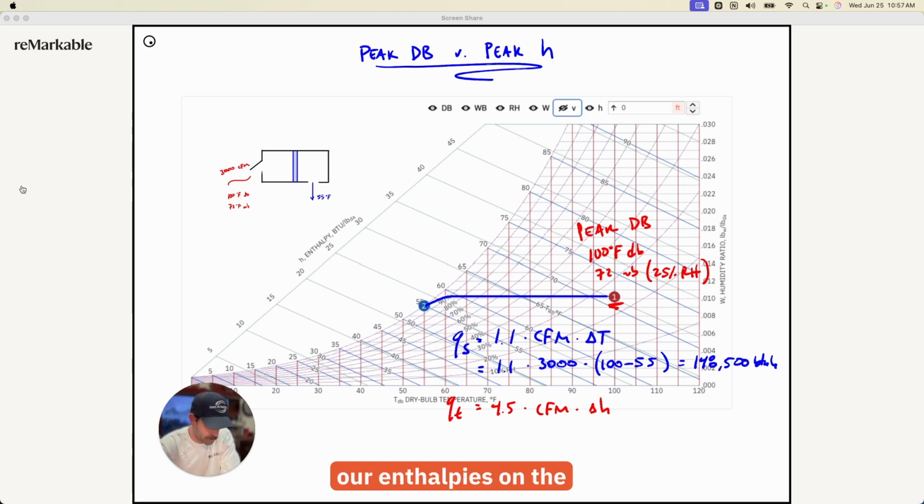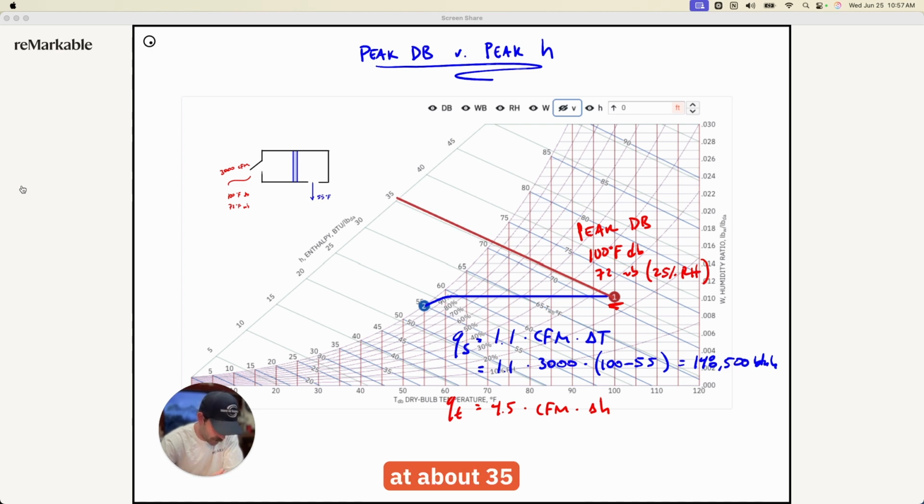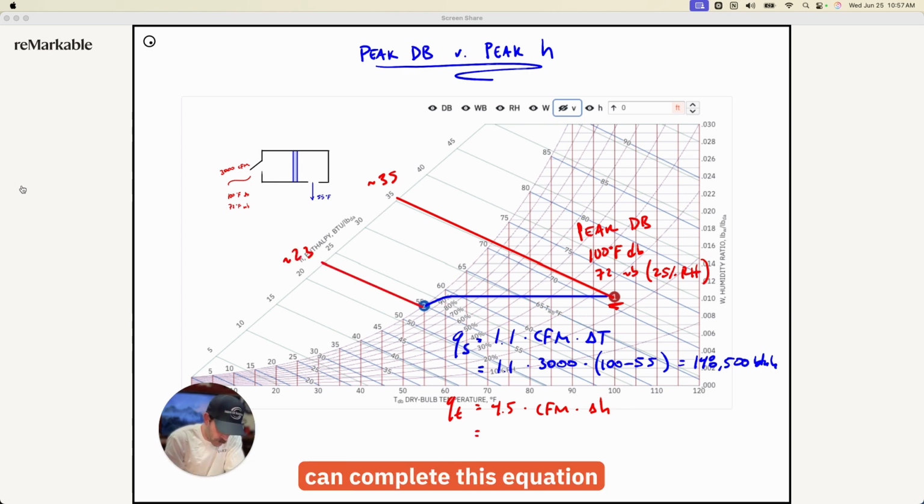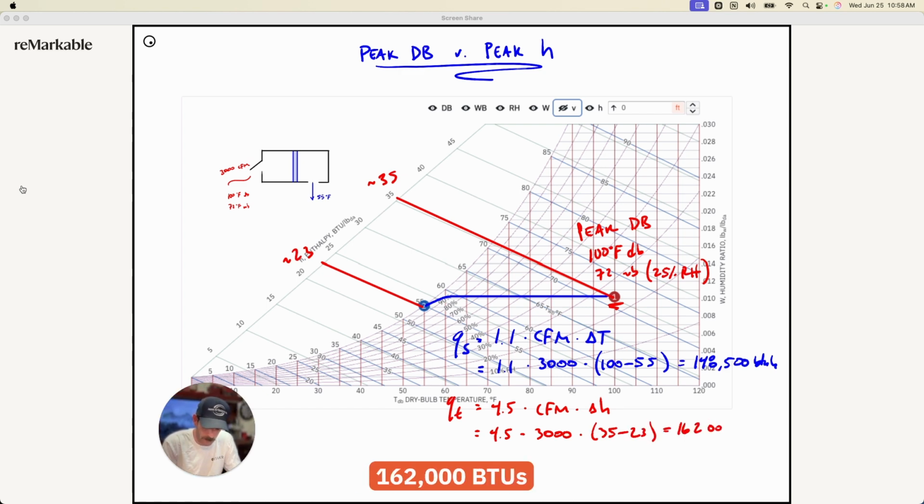We can find our enthalpies on the psychrometric chart here. So for state 1, our outdoor air, I'm going to follow this line up to the enthalpy, and we're looking at about 35. For state 2, I'm going to follow this line up as well, and that's going to be at about 23. So now I can complete this equation, 4.5 times 3,000 times the difference between 35 and 23, which gives me 162,000 BTUs. This is our total load on the coil in scenario number 1.